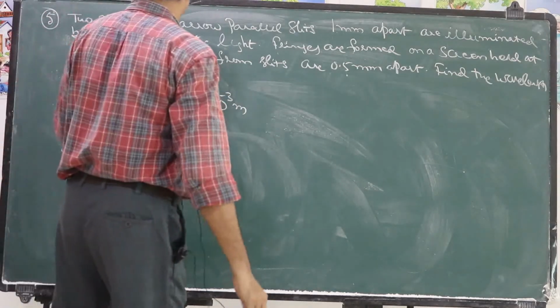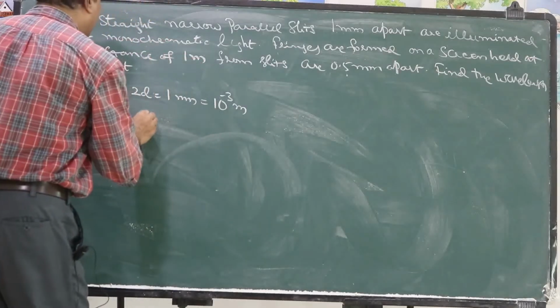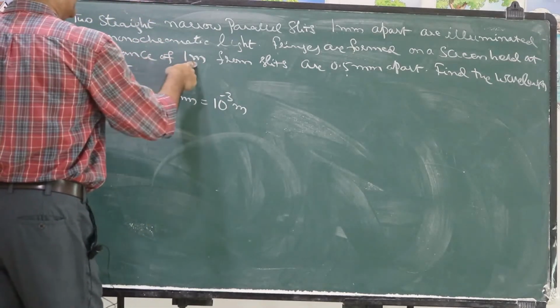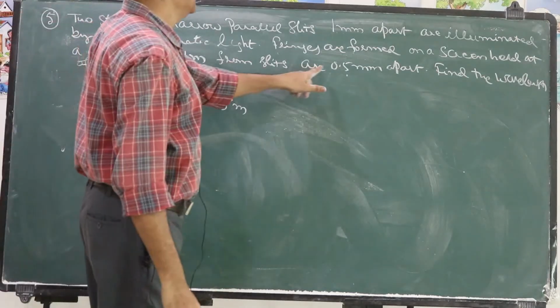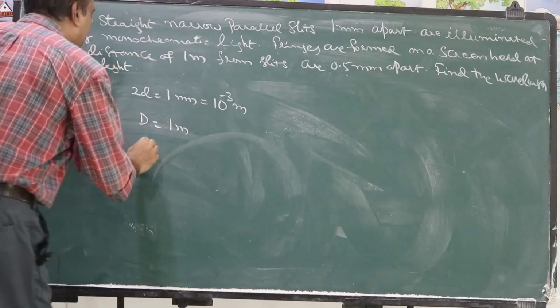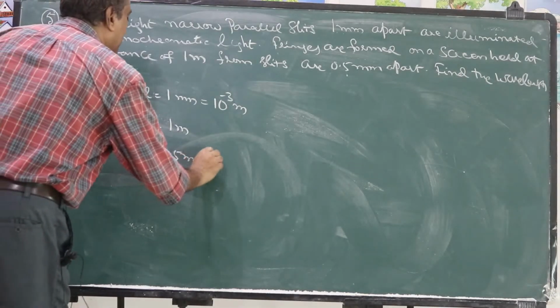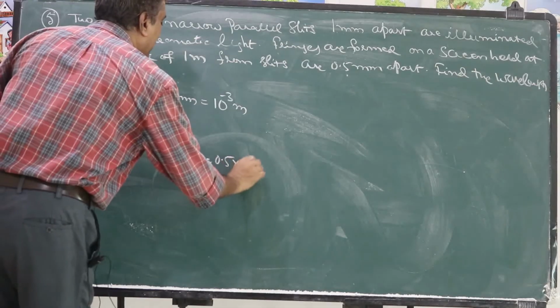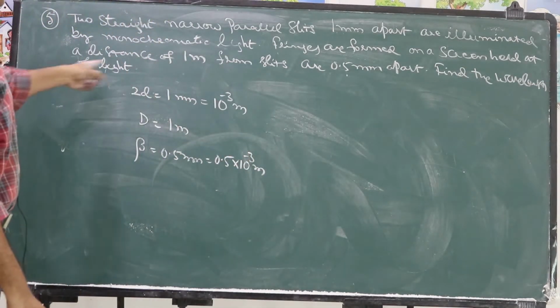Next, illuminated by monochromatic light. Fringes are formed on a screen. So capital D is equal to 1 meter, the distance of the screen. Fringes are 0.5 millimeter apart, means fringe width beta is 0.5 millimeter, that is 0.5 into 10 power minus 3 meter. Find the wavelength of light.